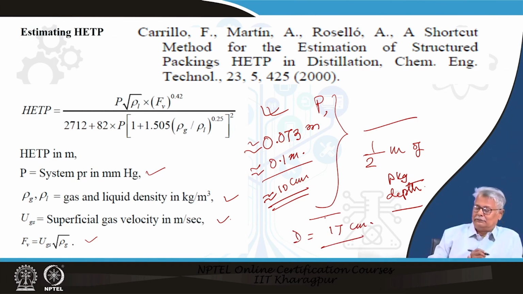There is a thumb rule, in fact. Sometimes it is said that a HETP is close to the diameter value. Here we have a diameter of around 17 centimeters and we have a HETP estimate to be around 10 centimeters. We find that this particular thing is also fairly okay, and this thumb rule is also often used.